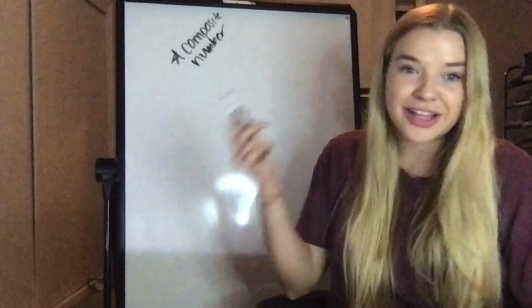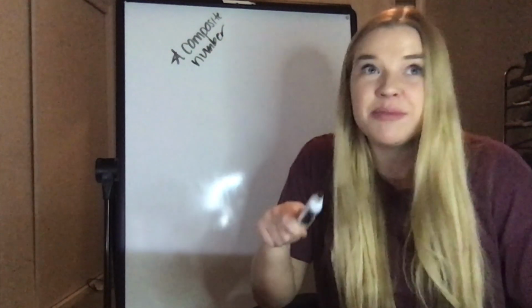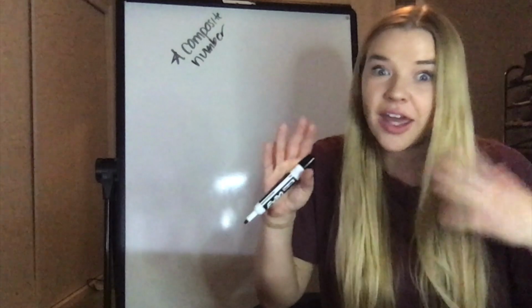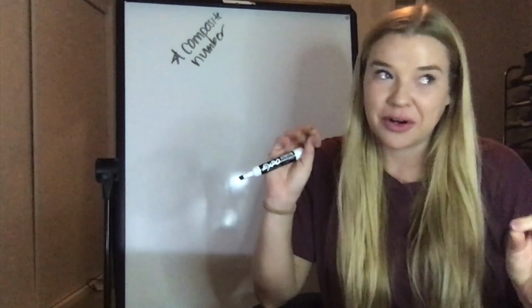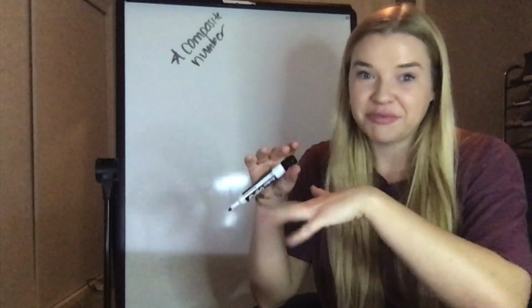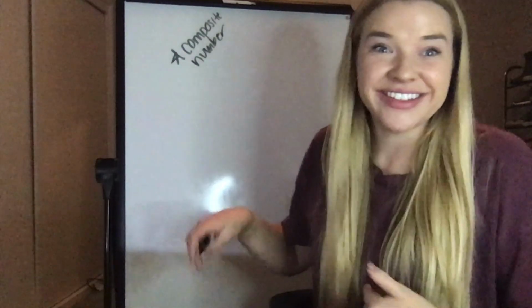Okay, as promised, I looked up that term. If it's not a prime number, it's a composite number. So prime number means there's only 2 factors, aka 1 and the number itself. A composite number is any number with more than 2 factors. Okay, remember that, even though I didn't.